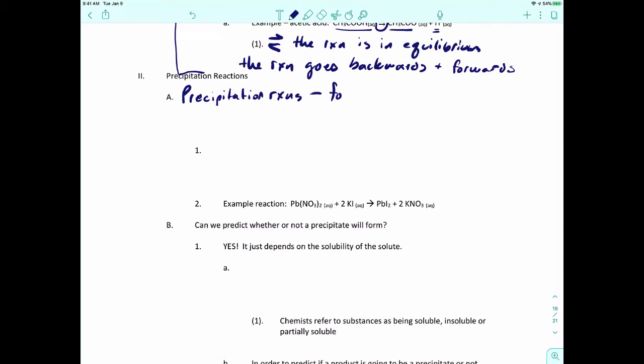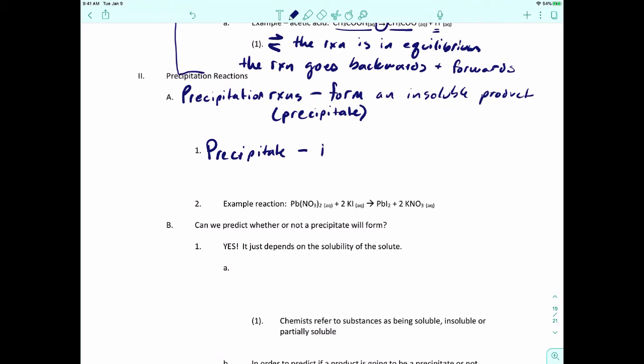form an insoluble product, or precipitate. Okay, and so that precipitate is the insoluble compound that forms from a reaction.